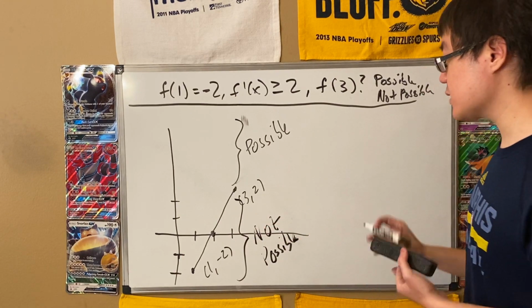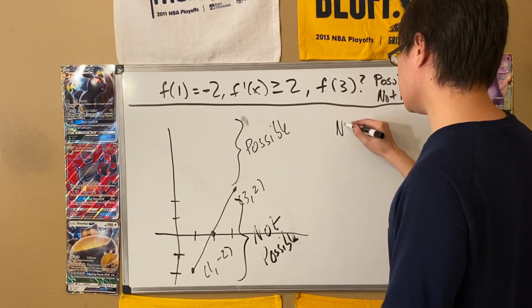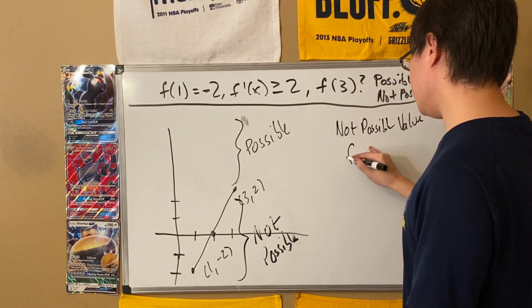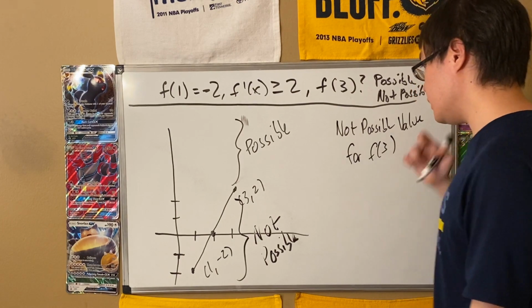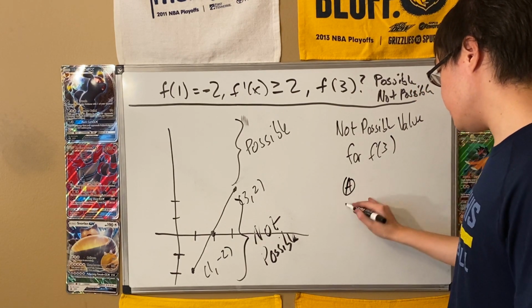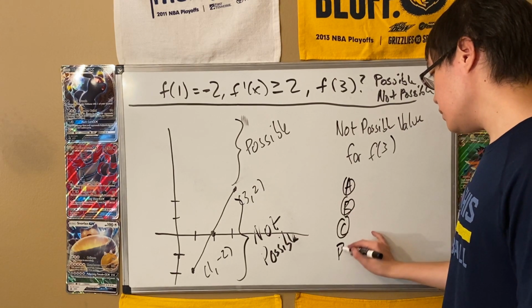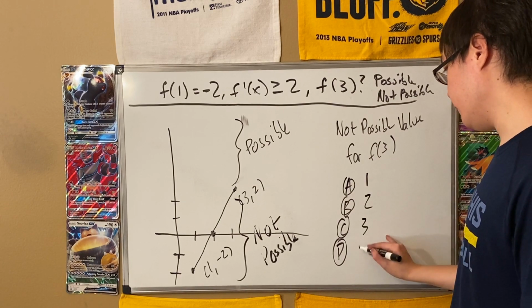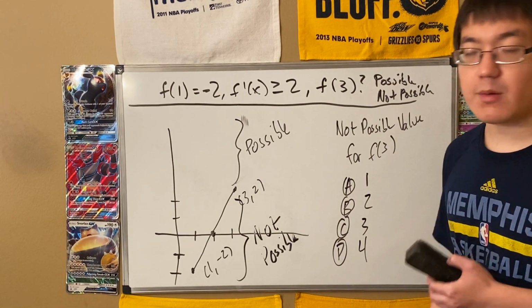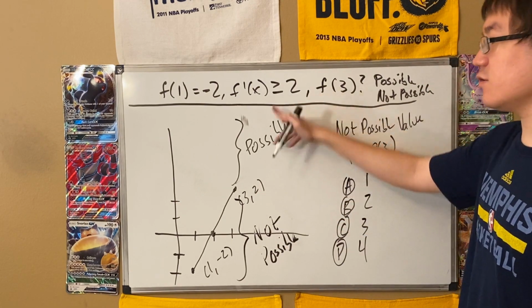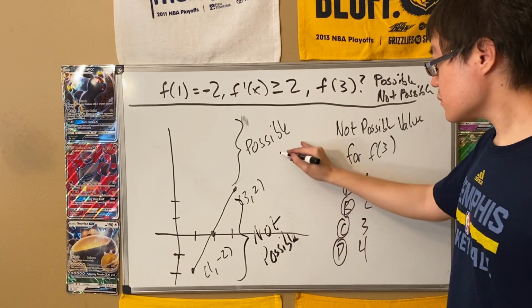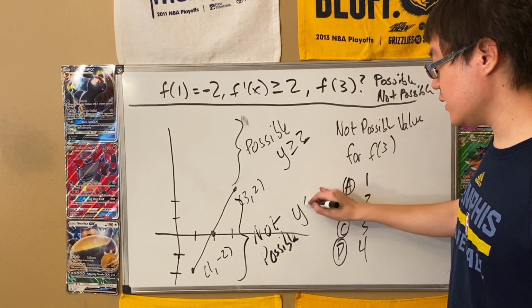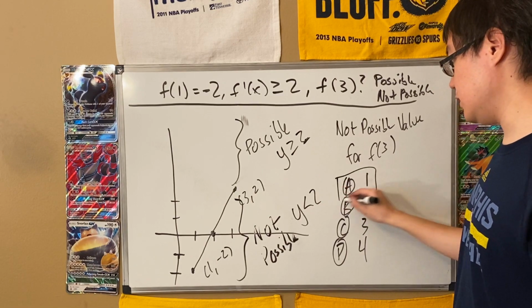So for example, if we want to actually make this an answer choice, what if we ask what is a not possible value for f of 3? And then we have the answer choices A, B, C, and D. And let's say the answer choices are something like 1, 2, 3, and 4. Well, 2, 3, and 4 are all possible because 2 is the one that you hit exactly, and then 3 and 4 are above. So the possible ones are y greater than or equal to 2. The not possible ones are y less than 2, which is going to be 1. So that's why it's this answer choice.